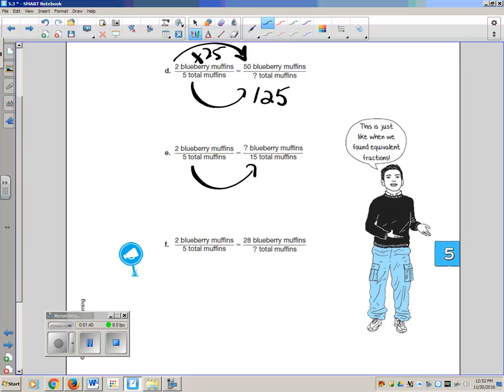Denominator, 5 goes to 15. Multiplied by 3. That means 2 goes to 6. And 2 can go to 28. 14. 5 times 14 is 70.